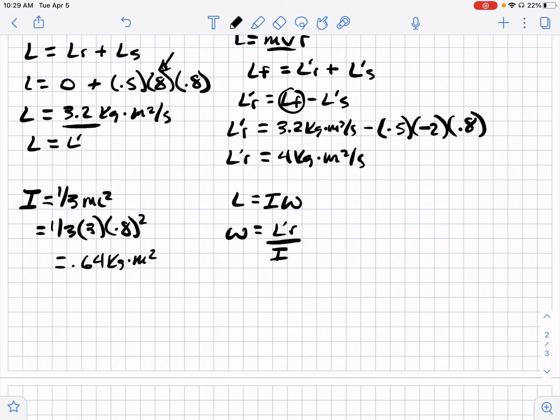So now we know the final angular momentum of the rod, and we know the rotational inertia. We can plug those numbers in. So we have 4 kilograms times meters squared per second all over 0.64 kilograms times meters squared. And we end up with a final angular velocity of 6.25 radians per second.